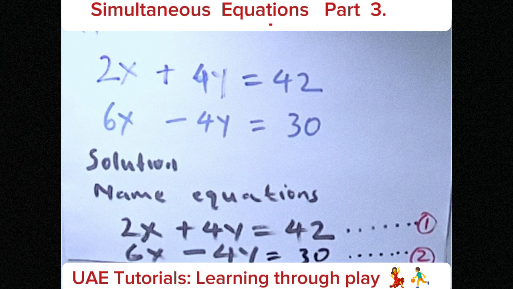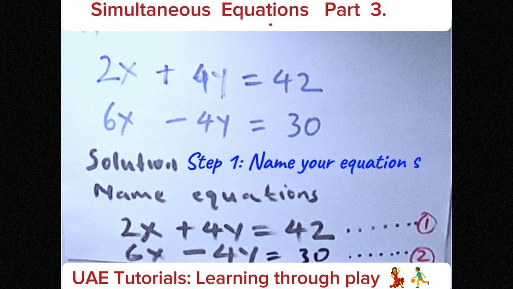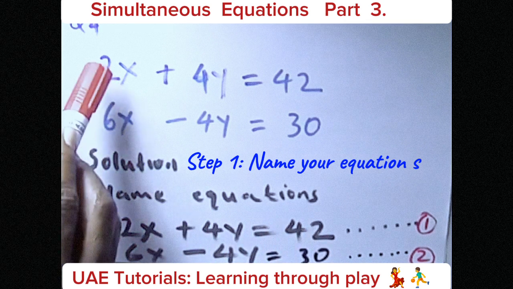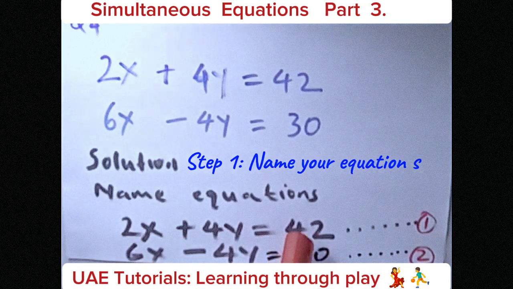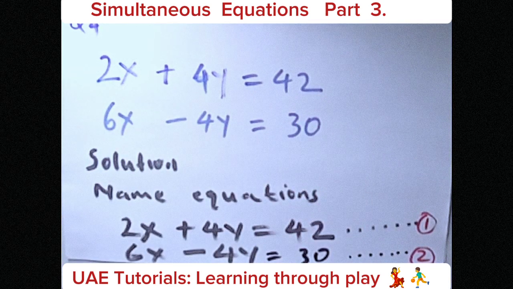So, as I've always said, when you want to solve simultaneous equations, the first thing you do is to name the original equations that were given to you. So, we have named this first equation 2x plus 4y equals 42 to be our equation 1. And 6x minus 4y is the second equation. We have named it to be equation 2. We're going somewhere, just hang on.